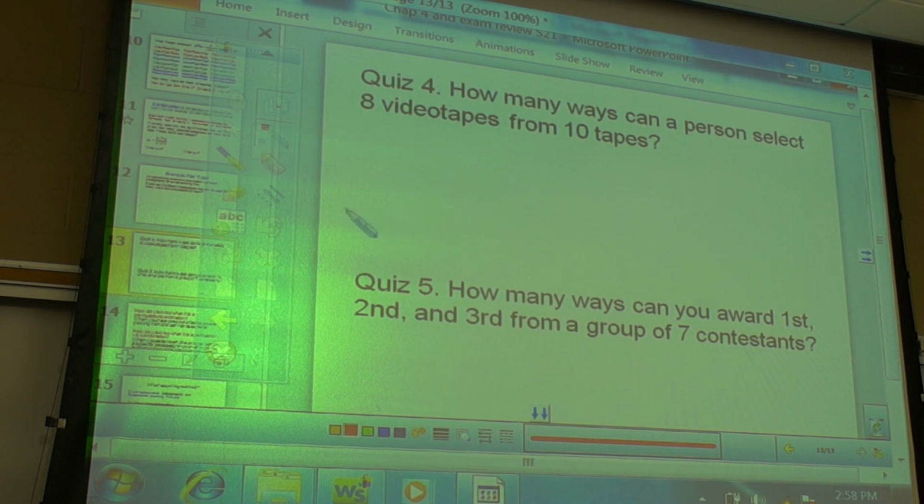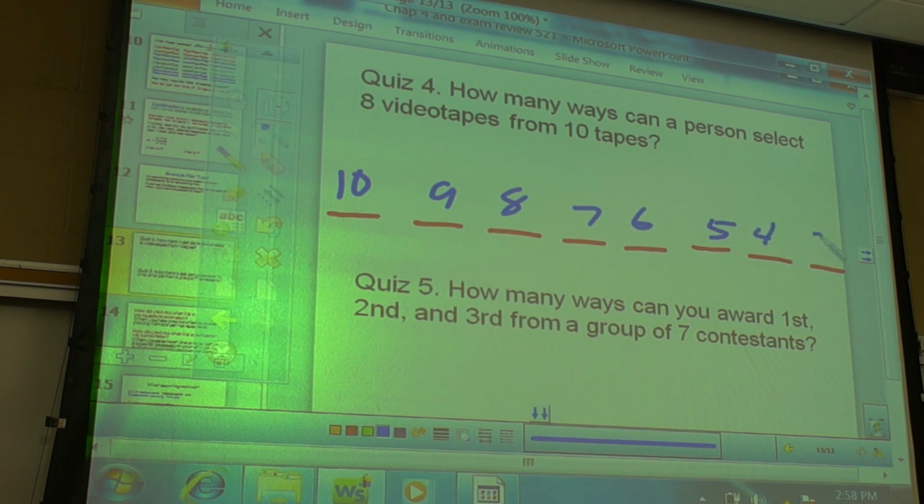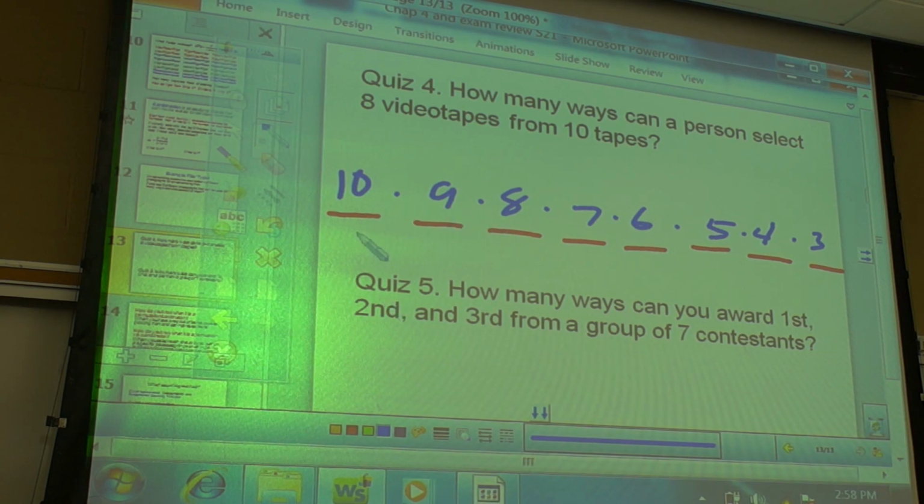You're picking 8, so you have 8 slots. And I'm going to start with how many for the first spot? 10. Next spot? 9. Next? 8, 7, 6, 5, 4. Great. But does order matter? If I go to the store and I pick 8 videotapes to rent, does it matter what order I pick them in? No. So I need to divide by. I picked 8, so I divide by 8 factorial.